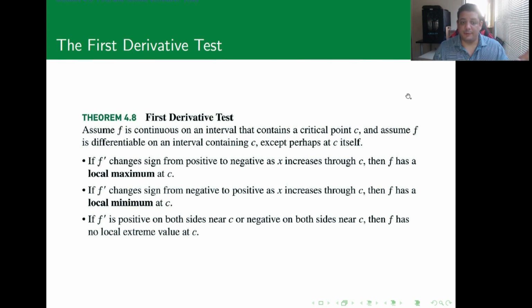So this theorem is the first derivative test. We're assuming that we have a function that is continuous in an interval that contains a critical point c, and we assume that f is differentiable on that interval.